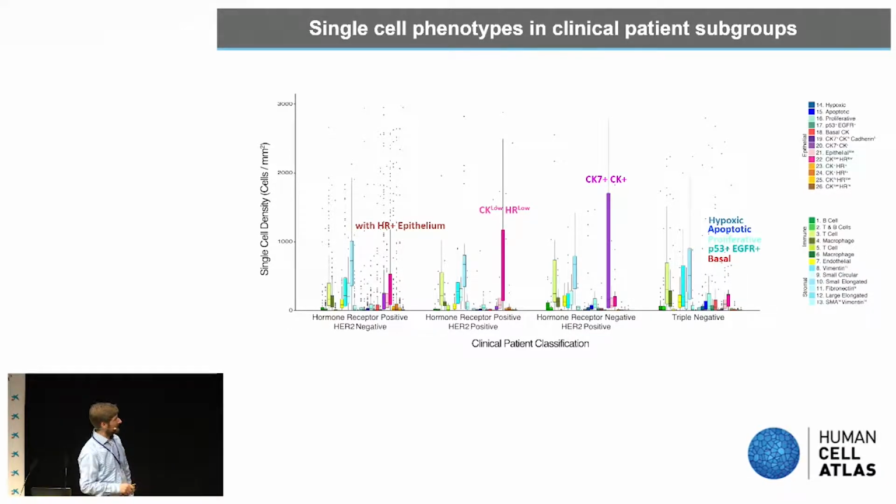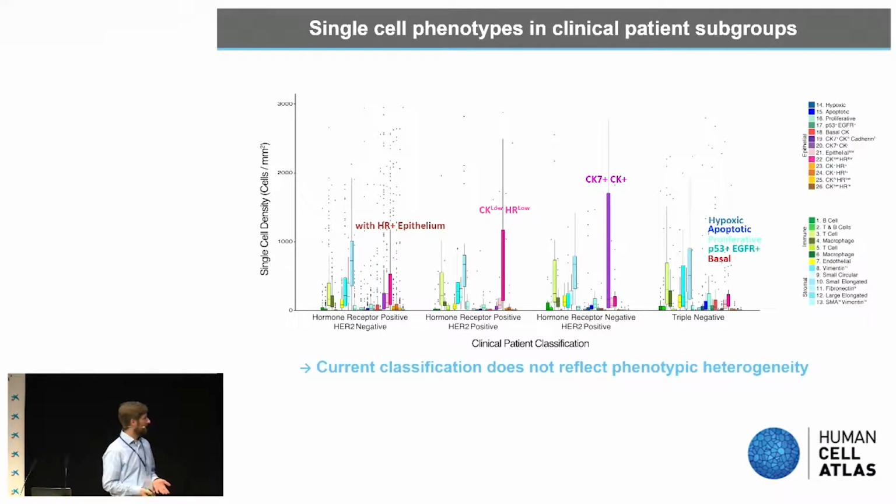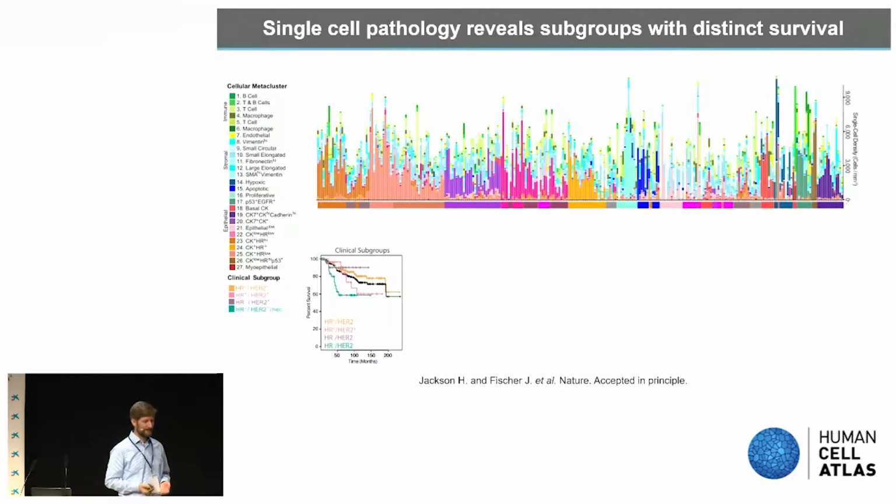But now once you look at these phenotypic clusters across these different clinical patient classifications, you can see that it's really heterogeneous. And so this really shows that the current classification does not reflect the phenotypic heterogeneity. So we wondered, do we actually find relationships to clinical features such as survival once we look at these phenotypic clusters across the patients? So here you see a plot of all these phenotypic clusters for every patient. We clustered according to that, and then we could identify 17 distinct groups, and then we looked whether those groups have striking features in relation to, in this case, survival.